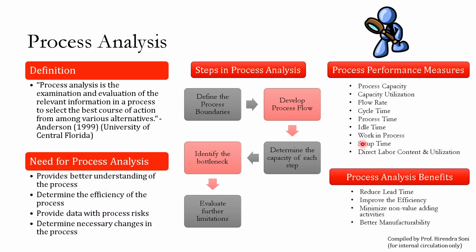Direct labor content and utilization. So these are process performance measures which we normally look at. So we always would like to have processes where the setup time is the least, idle time is the least, processing time should be least, cycle time should be as high as possible, flow rate should be standard, should not fluctuate. Capacity utilization should be high, and process capacity should be flexible.